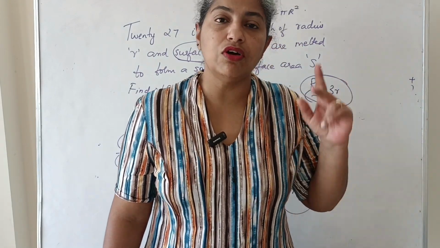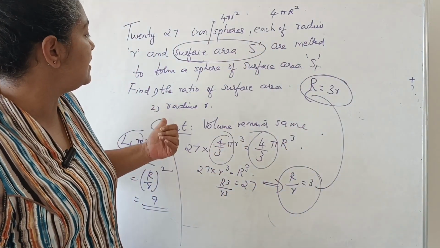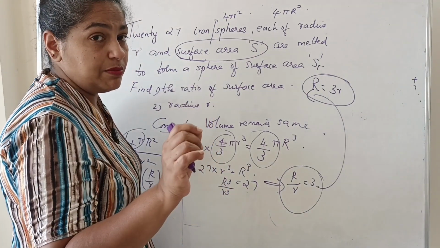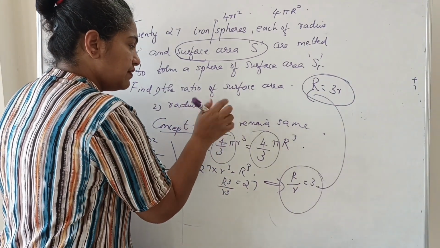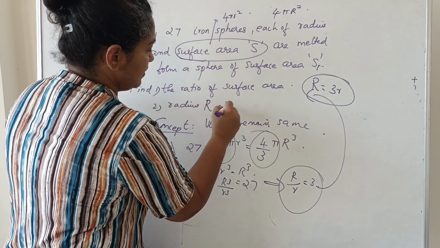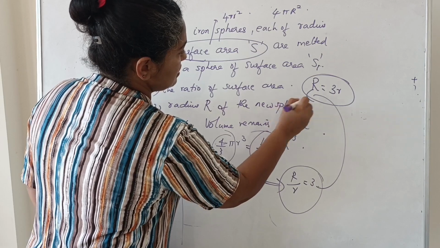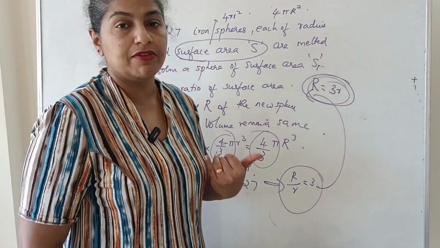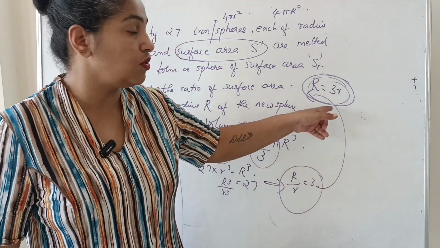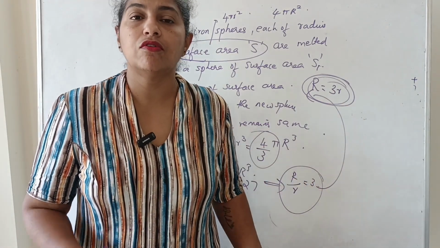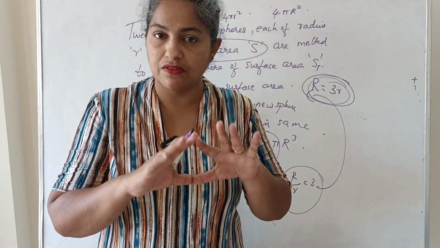Now next part, what do we need to find? We need to find the radius R. It was my mistake. They have not asked us to find the small radius. They have asked us to find the capital letter radius R of the new sphere. So that we have already found, which is equal to 3r. Because no absolute values are given, this is the only value that we can find. So we have done both parts of the sum. I hope this is clear to you.